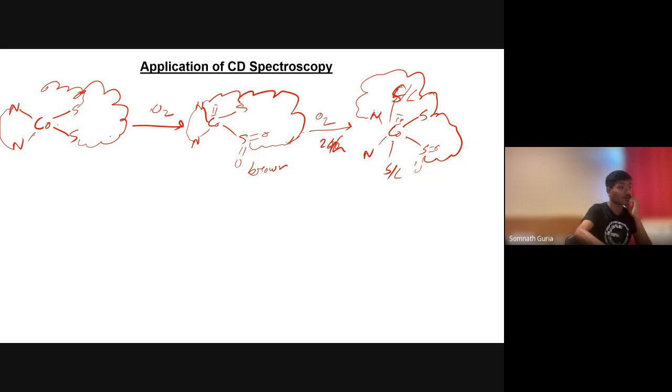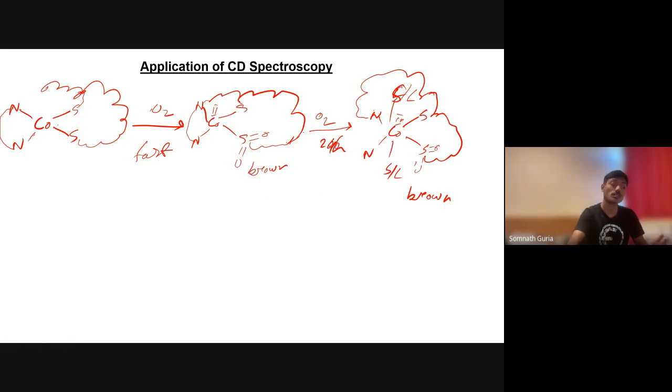This reaction is very fast, this is the fast reaction, and this is the very slow reaction, because after getting this brown solution, there is another brown solution. This is also brown color, but we cannot distinguish these two colors by UV spectroscopically. There are some little changes in UV spectroscopy, but if you put this sample into the CD spectra, these two brown solutions have a different CD spectrum.